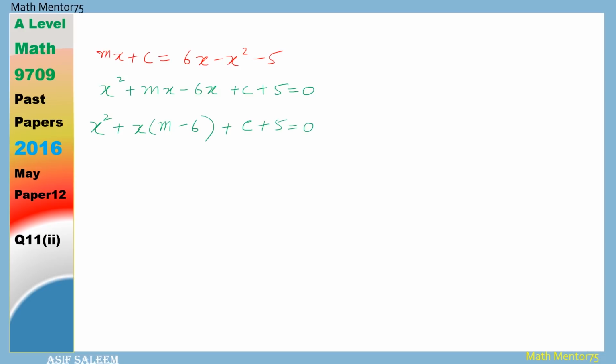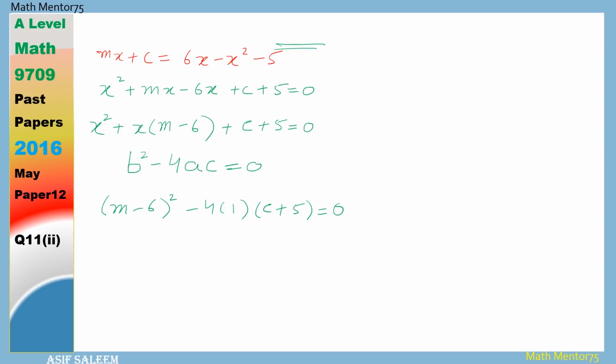Now after having done this, we see the condition. It is given that the line is intersecting the curve at one point. It's written tangent. Whenever it is tangent, it means one root. So using the nature of roots, the discriminant b squared minus 4ac will be equal to 0. Now let's replace the values. b is m minus 6, a is 1, c is c plus 5.